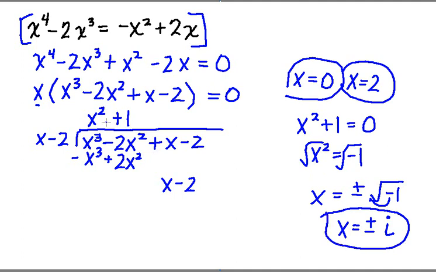In this particular case, we got lucky in that we were left with x squared plus 1, so I can just solve that here. But if I'd ended up with something like x squared plus 2x plus 1 or something of the like, I would have to use the quadratic formula here. So that is an example of how to solve a higher order polynomial with both real and imaginary solutions.